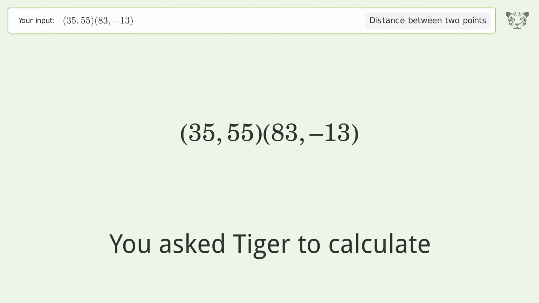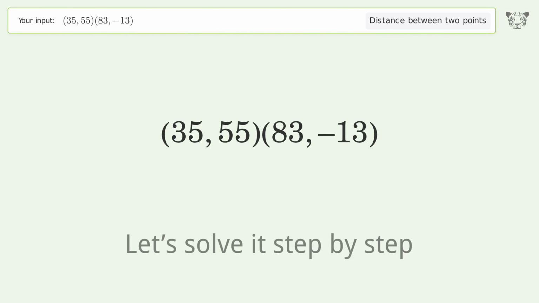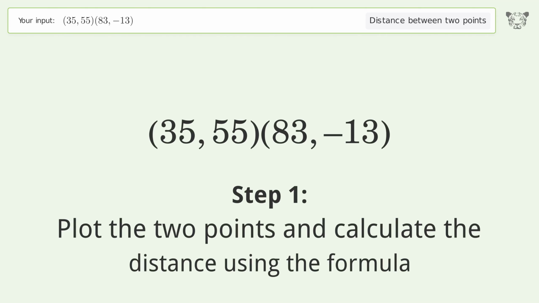You ask Tiger to calculate. This deals with the distance between 2 points. The distance between the 2 points is the square root of 6,928, or 83.235. Let's solve it step by step. Plot the 2 points and calculate the distance using the formula.